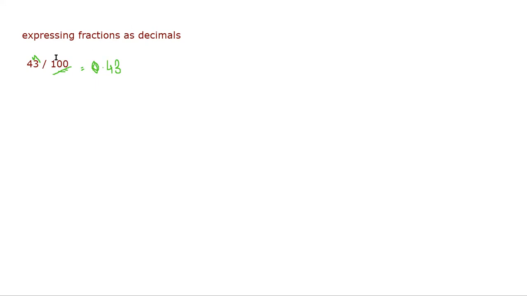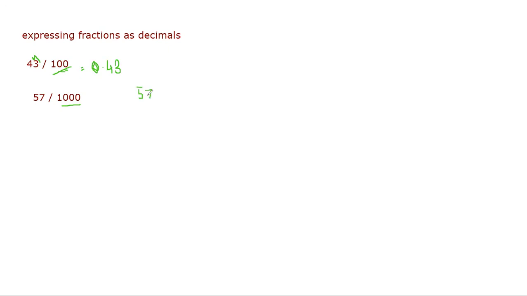So let's solve some more examples. 57 divided by 1000. In this case, there are 3 zeros in the 1000, and I'm just going to write 57 as it is here.